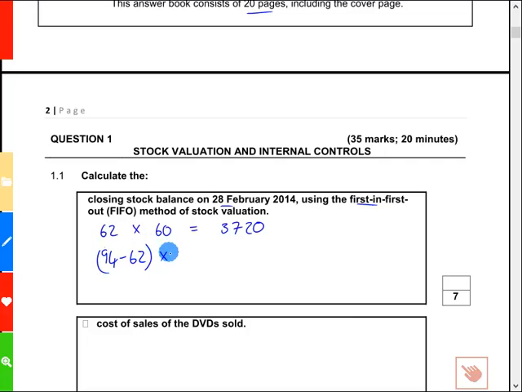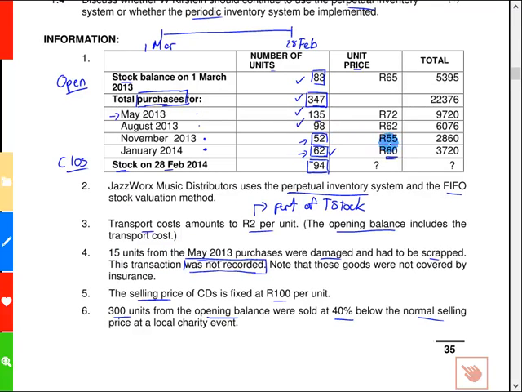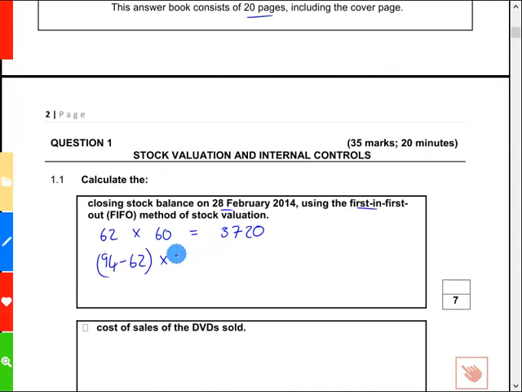And what was the price of the 52? That batch was 55 Rand. And that's going to give us 1760. Right, then we add this together and we're going to get 5480 45. And that is the closing stock balance on 28th February.